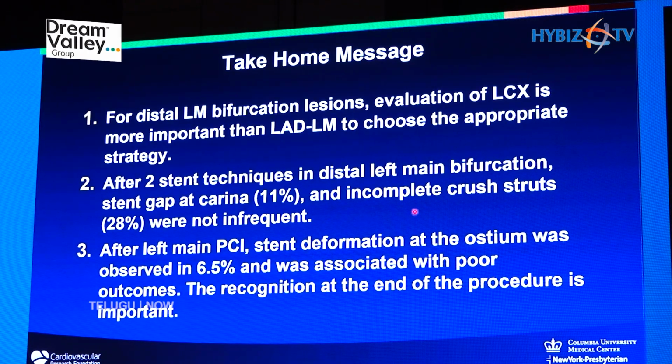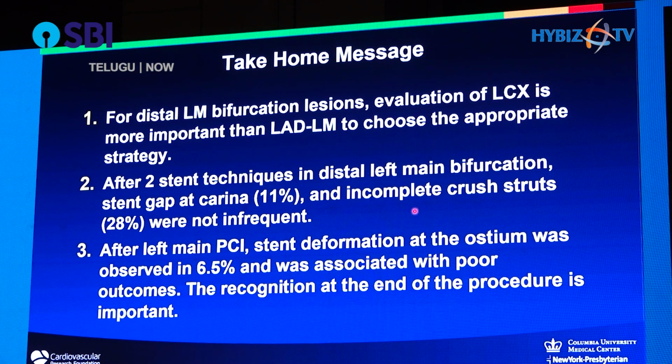So altogether, in distal left main bifurcation lesions, I do think ostial circ evaluation is actually more important. And after the two-stent technique in distal left main bifurcation, mechanical issue is not infrequent. So the two-stent is not the decision; good quality of the two-stent is important. And after left main PCI, we see 6.5% deformation. You can try, but sometimes it's impossible. But recognition is important. Disengaging the guide and confirming what's happening at the end of the procedure is the most important.